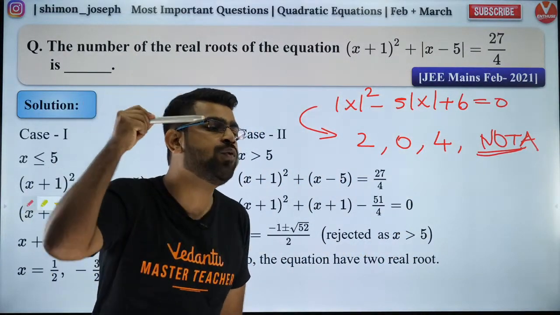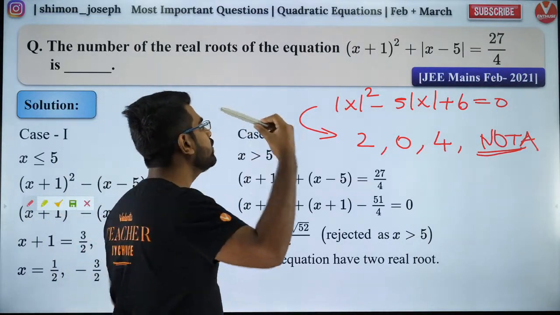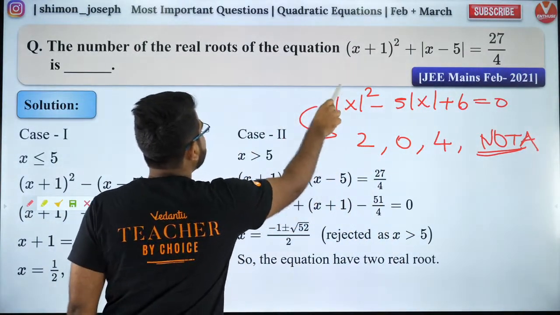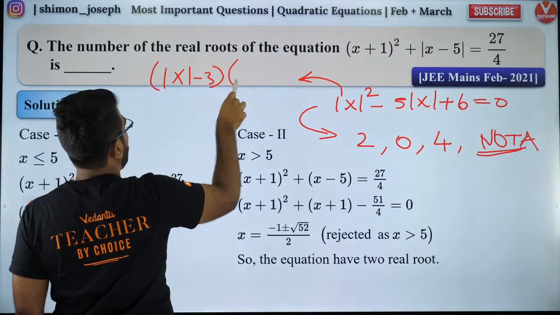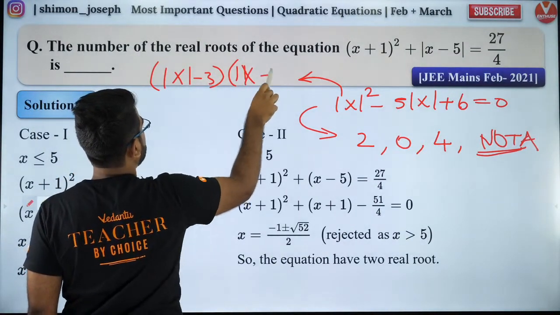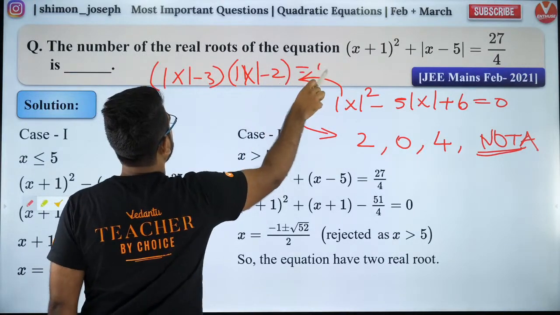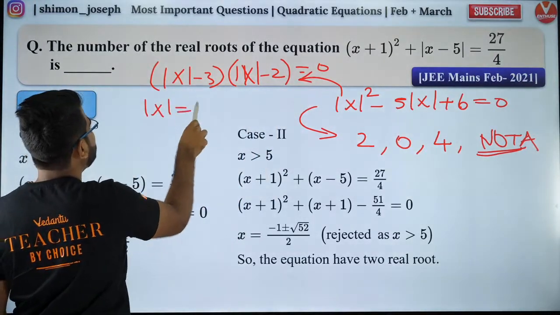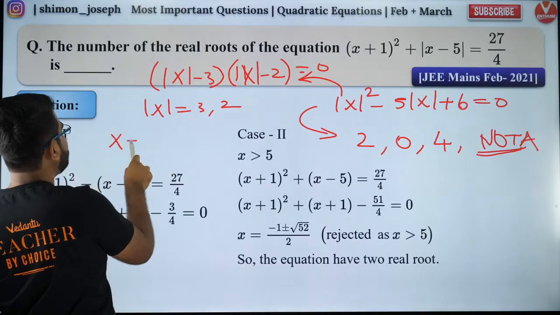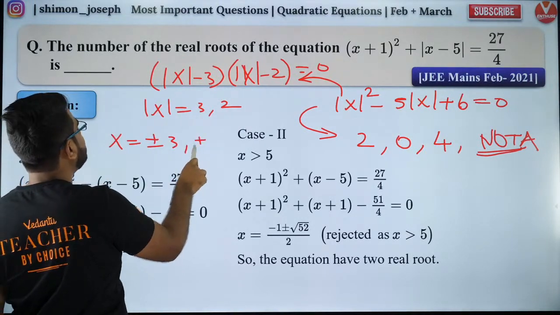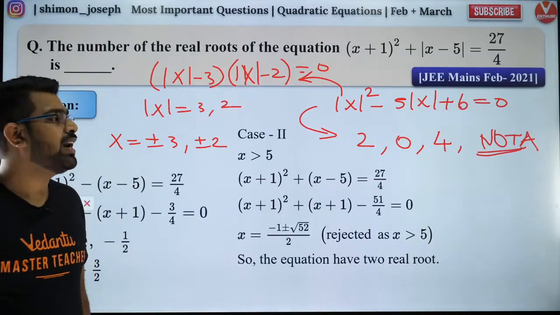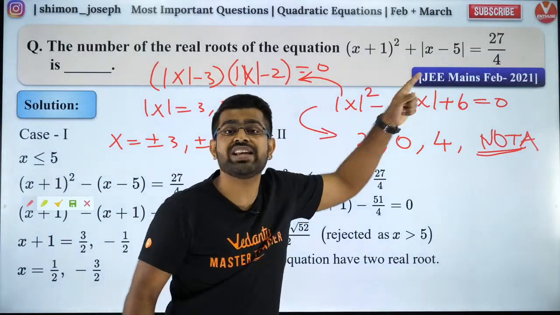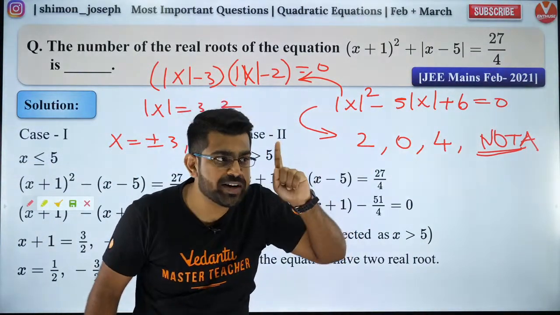The answer is 4. The answer is 4 because I can factorize this as mod x minus 3 into mod x minus 2 is equal to 0. So mod x is equal to 3 or 2. So x is equal to plus or minus 3, x is equal to plus or minus 2. So when you have modulus, things change.